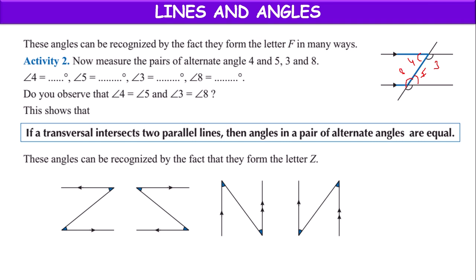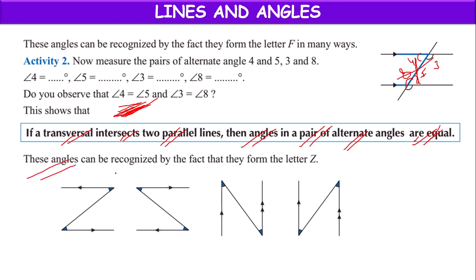With the help of a protractor, if you measure these angles, you can observe that angle 4 equals 5. According to the previous concepts we have learned, 4 and 5 are considered alternate interior angles. They are equal. 3 and 8 are also alternate interior angles. They are also equal. So if a transversal intersects parallel lines, then the angles in a pair of alternate angles are equal.